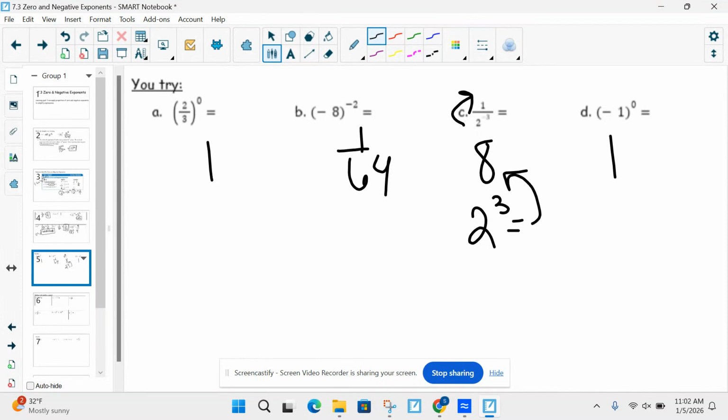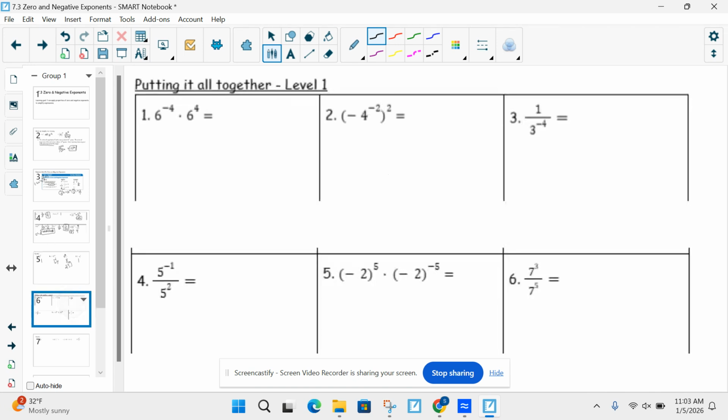Okay, you can flip your pages over. Now we're going to put it all together. So we learned the basics of 0 and negative exponents. Now let's apply it with the things we learned before break. Because you're probably thinking in your head, I don't remember anything from what we did before break. And I'm sure you're exaggerating, but we will definitely practice and review the things that we learned.